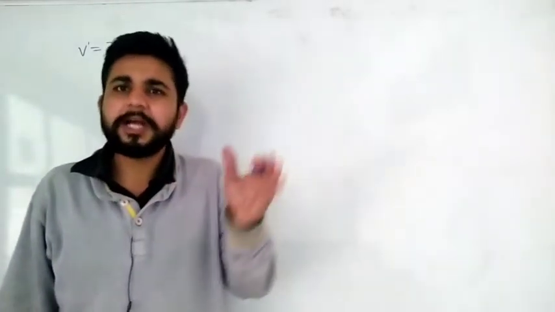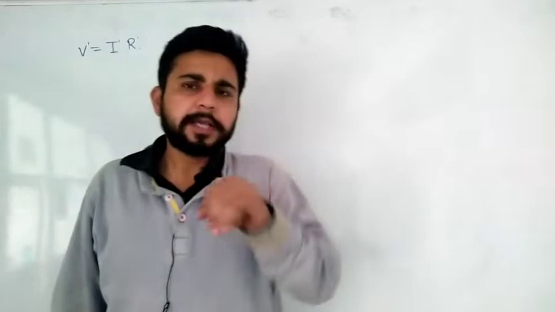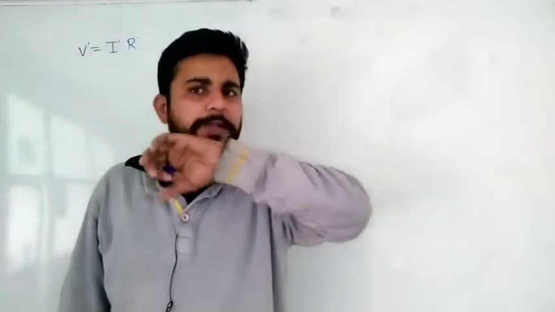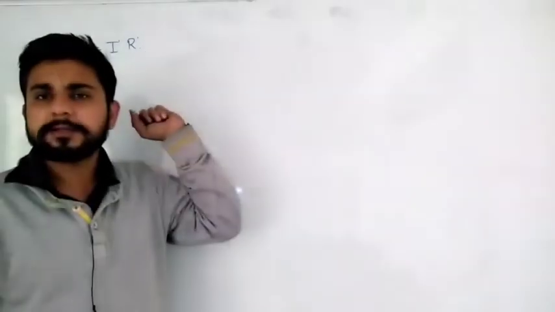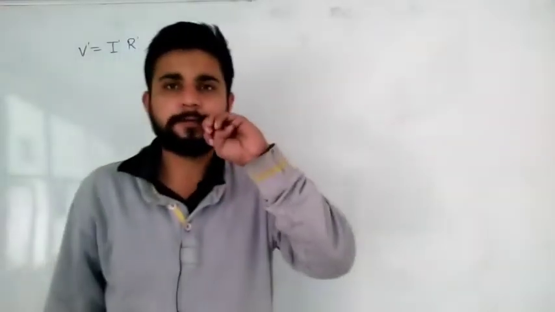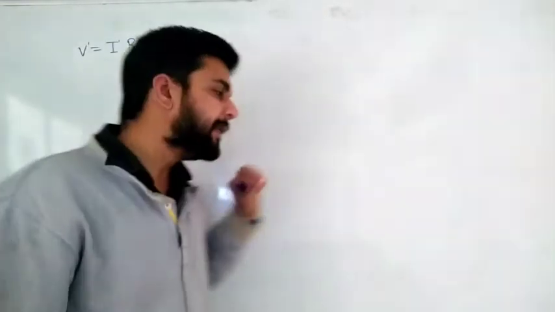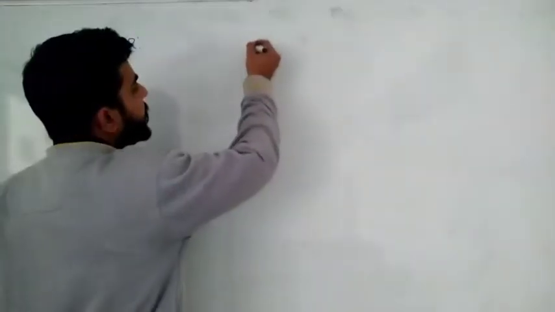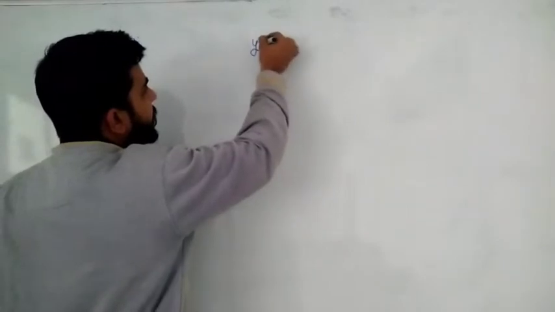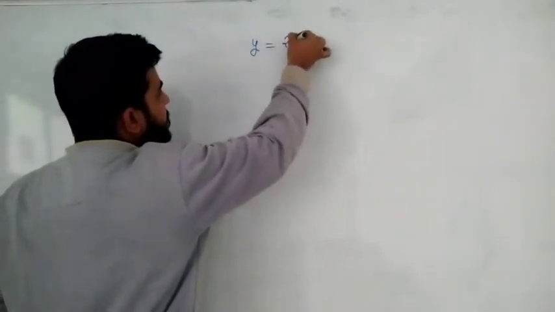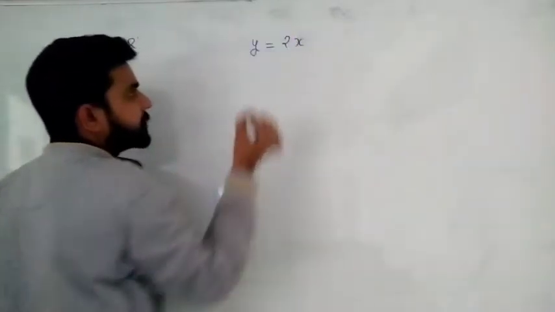ऐसा हम लोगों का तरीका होता है सीखने का. But in actual, if you plot the graph between V and R, that graph will be a linear graph. That graph will be the linear graph. Do you remember, bachcho? Look here. One equation I'm writing here: y equals 2x.